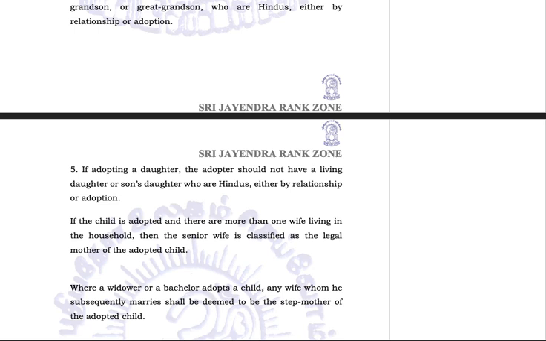If a Hindu male is adopting a child, and there is more than one wife living in the household, then the senior wife is classified as the legal mother of the adopted child. The senior most wife will be the legal mother. What is the senior most wife? It depends upon the date of marriage, not the age.